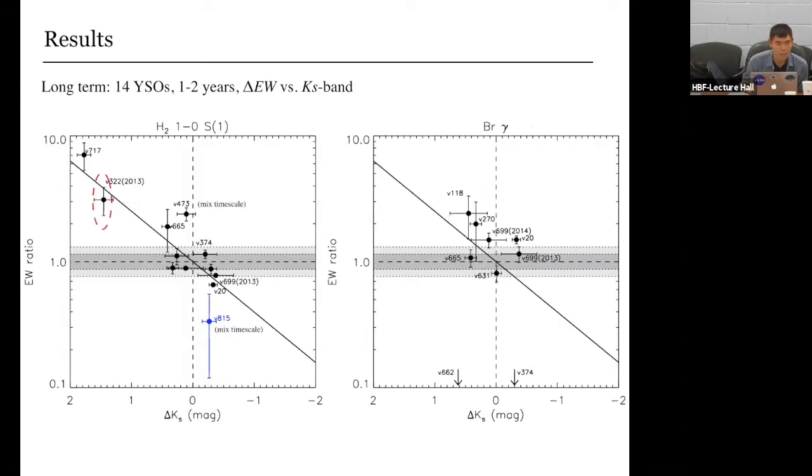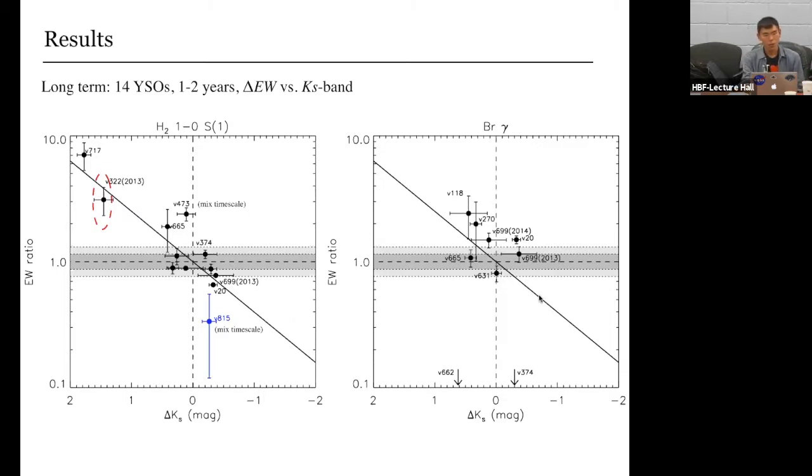So here is the result. On the left-hand side is the molecular hydrogen emission. In general, you can see that they all lie along this black line, which means that they have an anti-correlation between the K-band magnitude and the equivalent width of the lines, which means that the molecular hydrogen is quite stable. The line itself is quite stable. But what causes this variability comes from the veiling of the continuum.